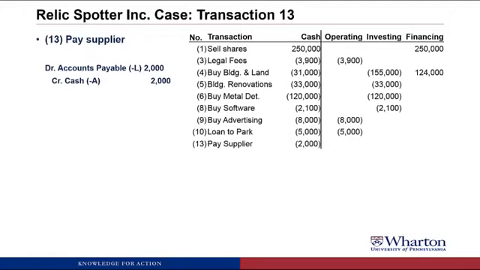Next, we skip another couple non-cash transactions to go to transaction number 13. Here, Relic Spotter paid $2,000 cash to its supplier. This was for the inventory that it bought on account in transaction 7. So is this $2,000 cash paid to the supplier operating, investing, or financing?